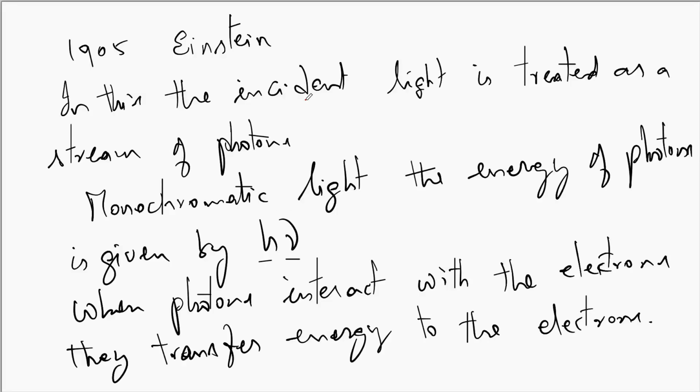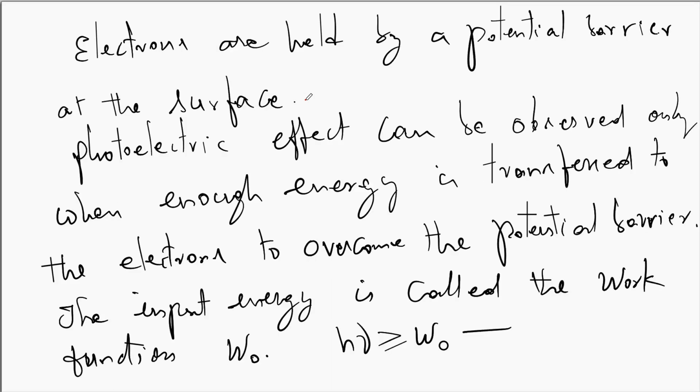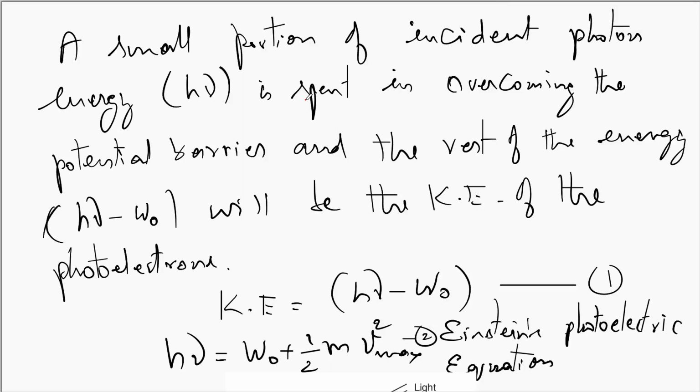We have seen the explanation given by Albert Einstein for the photoelectric effect, in which the incident light is treated as a stream of photons. We have seen what the work function is. We have seen that a small portion of the incident photon energy h nu is spent in overcoming the potential barrier, and hence the rest of the energy, h nu minus W0, will be the kinetic energy of the electrons.